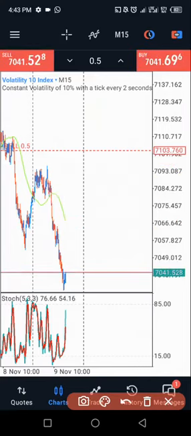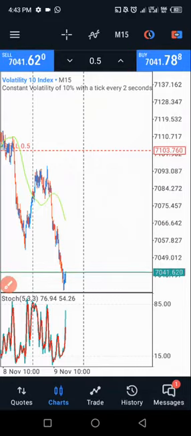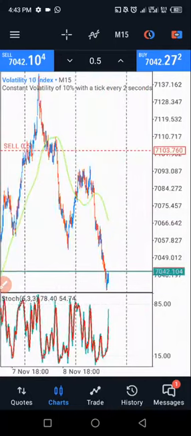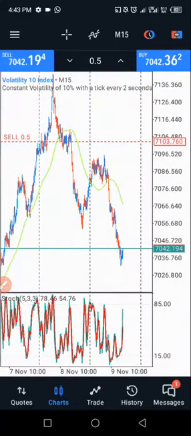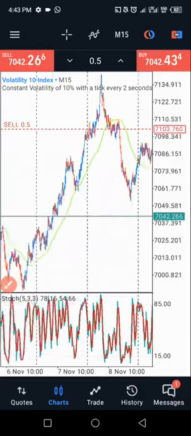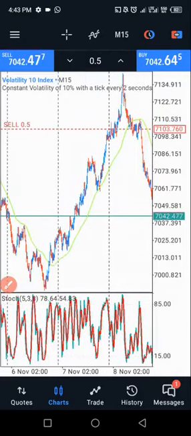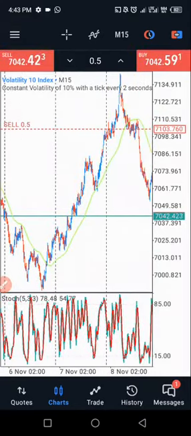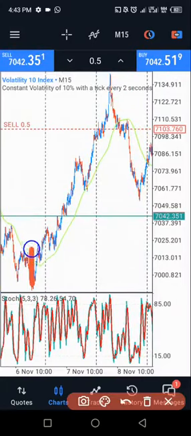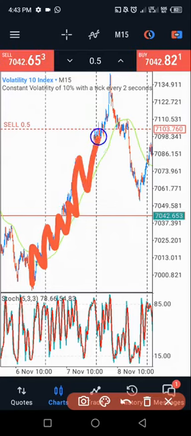Okay, so let me show you how I was able to take this sell, this sell somewhere here, okay, somewhere there. So I will show you first of all the analysis that was made. If you notice that on VIX 10 index price has been buying for a while, so you can see the higher highs and the higher lows.